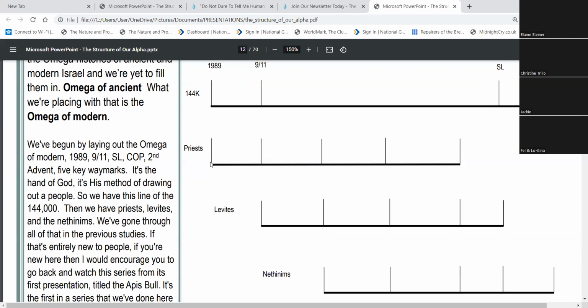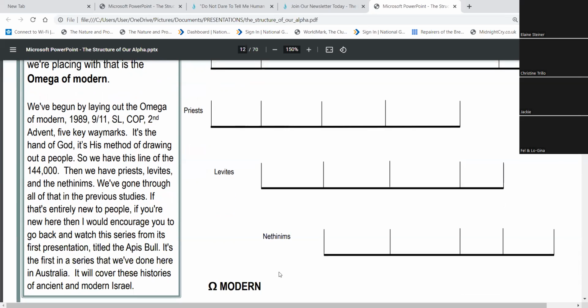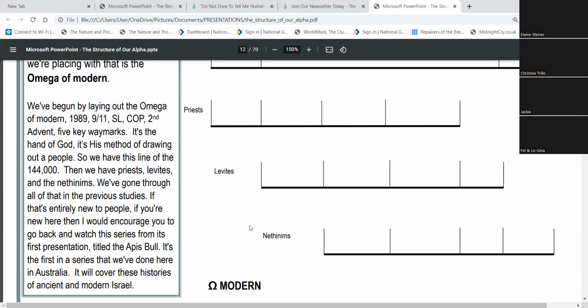So we have this line of the 144,000. We have the priests, the Levites, and the Nethinims. We've gone through all of that in previous presentations and studies, and if that's entirely new to people, I would encourage you to go back and watch a series from this first presentation titled Apis Bull. It's the first of the series that we've done here in Australia. It will cover these histories of ancient and modern Israel.